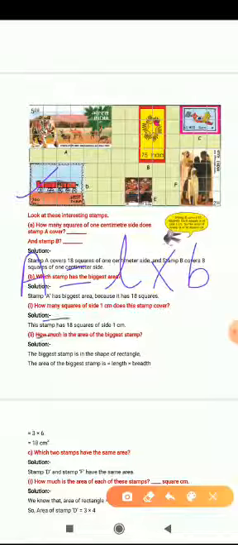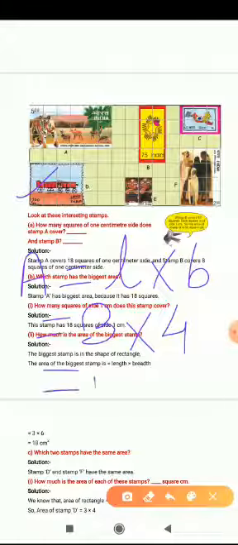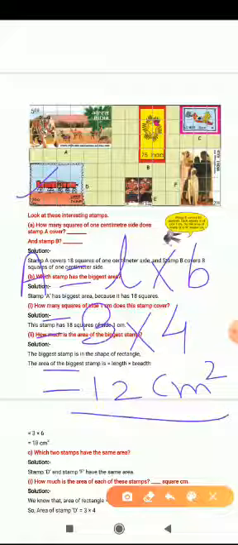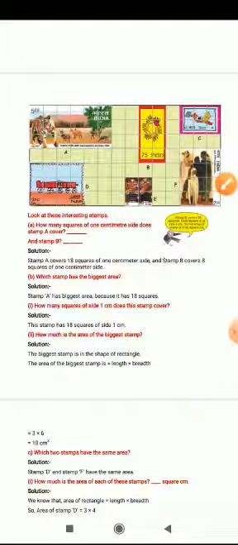We are finding for D. L is how many squares are there in the vertical line? 3. And B, breadth, means in this horizontal line there are 4 squares. So 3 fours are 12 centimeter square. 12 centimeter square for D. Now we will find for F.